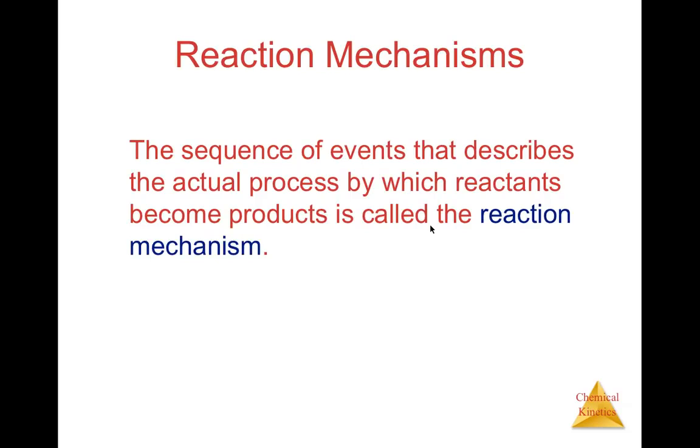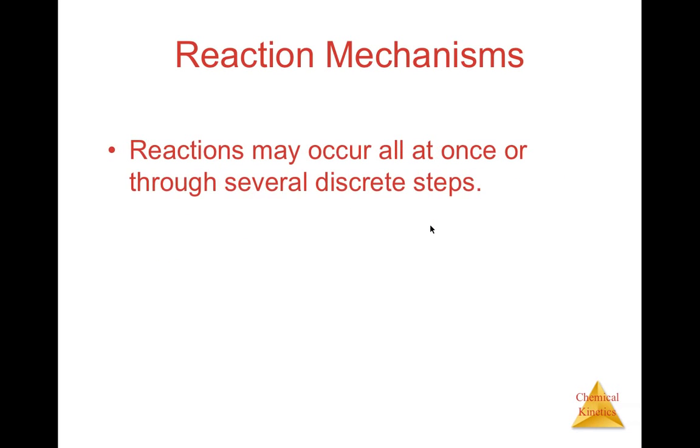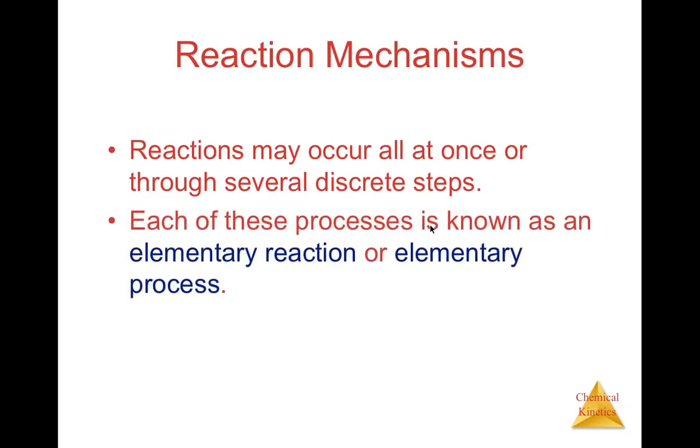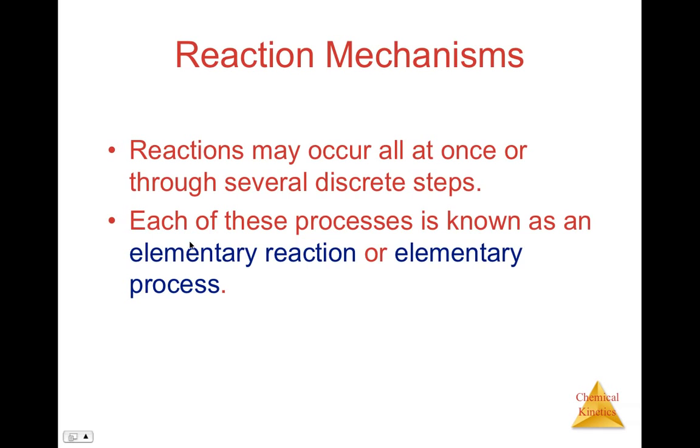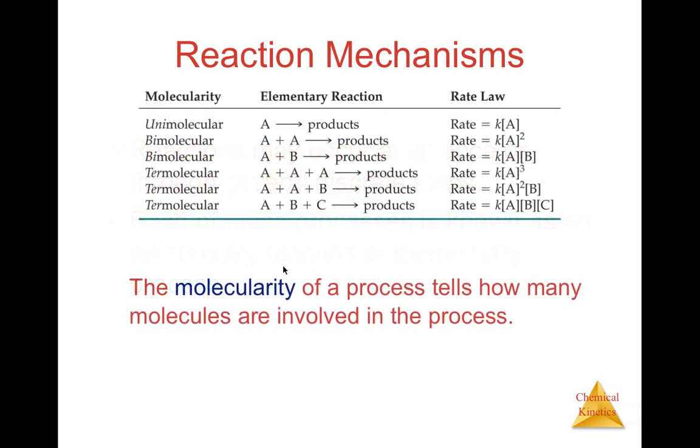This is the sequence of events that describes the actual process by which reactants become products. It's called the reaction mechanism. Reactions may occur all at once or through several discrete steps. More than likely, it's through several discrete steps known as elementary reactions or elementary processes. Become used to these terms: elementary reaction, elementary process, or elementary step.